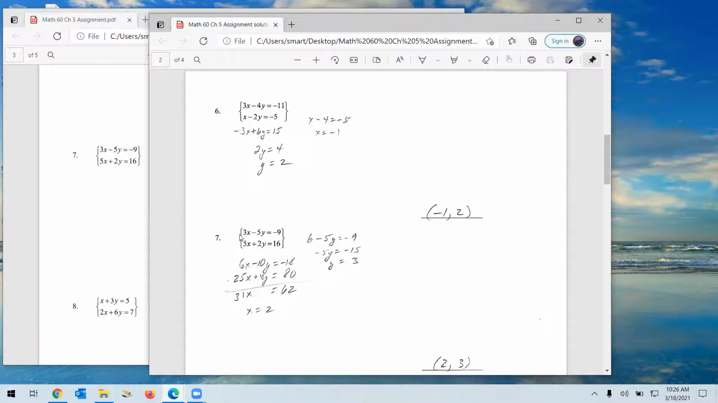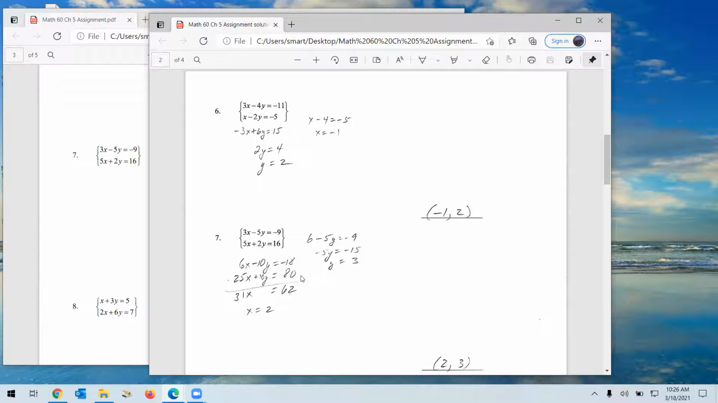So the first equation times 2, right? 6x minus 10y equals -18. And that means the second equation times 5, 25x, 10y, and 80. The y's canceled out. 31x is 62, divides nicely to x equals 2.